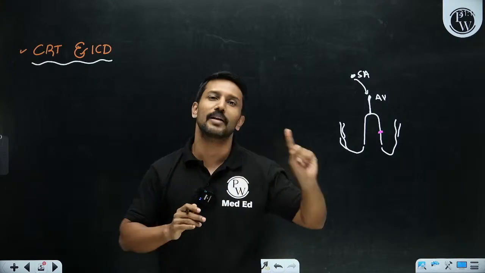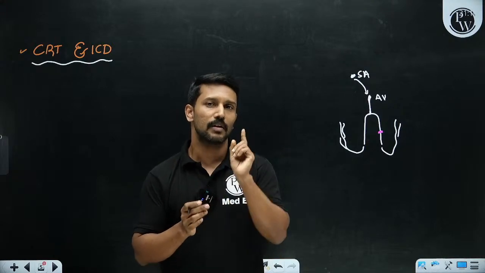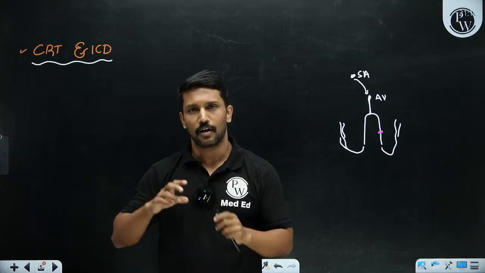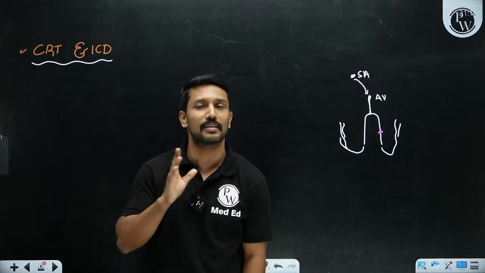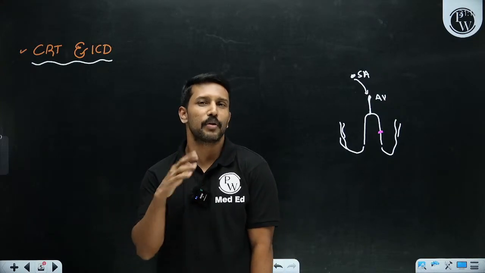So that is something that I need to think about achieving. And the second thing that I need to think about achieving is, because VT or VF are one of the leading causes for sudden cardiac death in heart failure patients, I might have to think of preventing it. अब prevent कैसे कर सकते हैं?